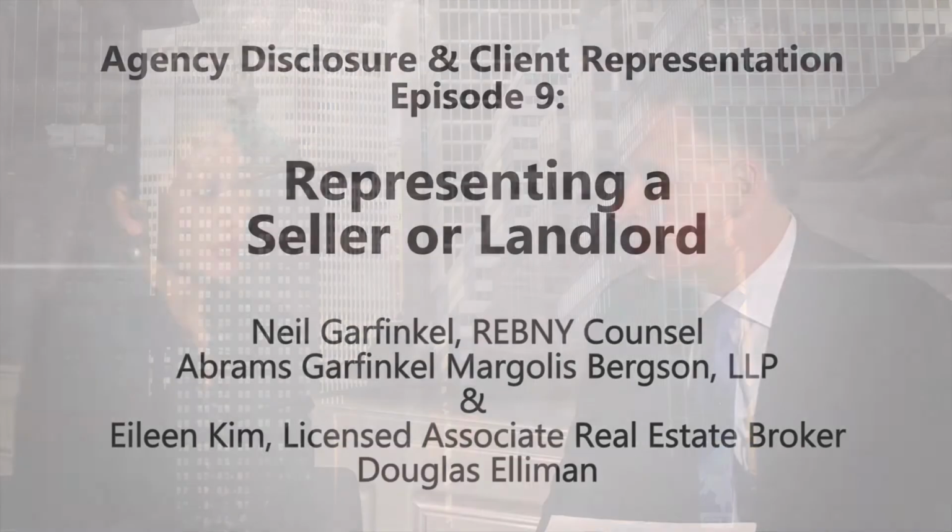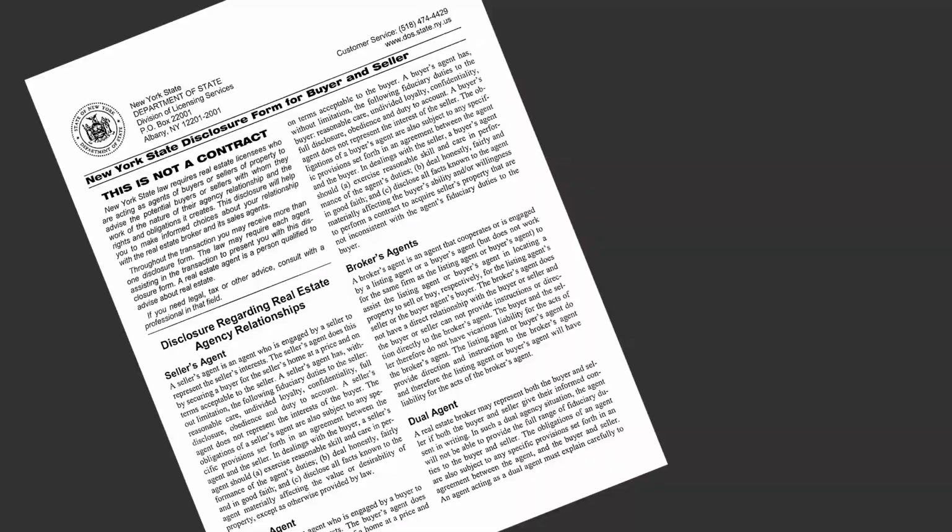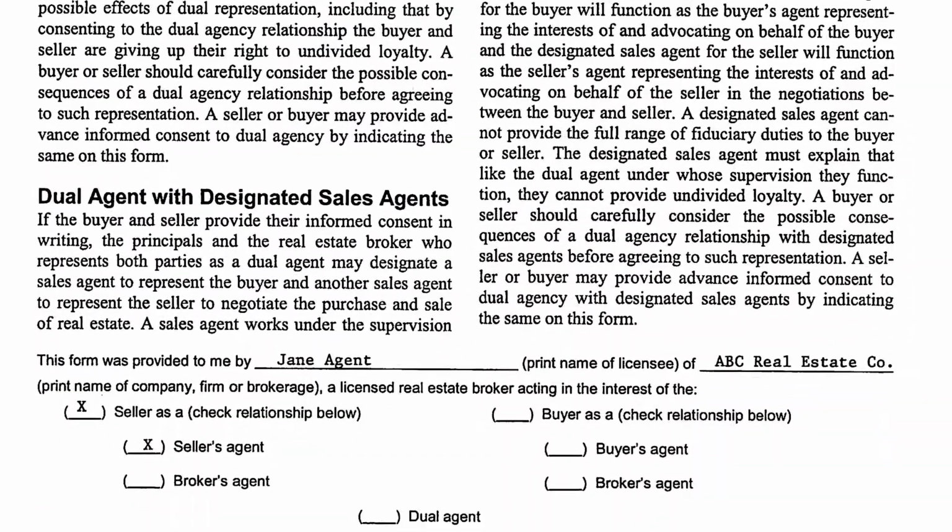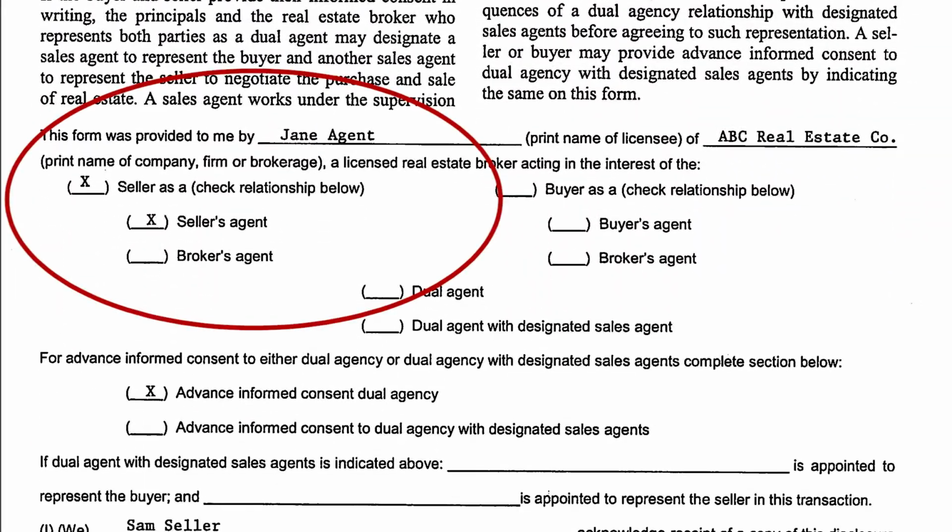So Neil, at a listing presentation, how should a broker explain the agency disclosure form to the seller? When you take a listing from a seller, the purpose is to let the seller know that you are going to be representing their interests. So you're going to check off the box that says you are representing the seller and/or the landlord as the seller's and/or landlord's agent.